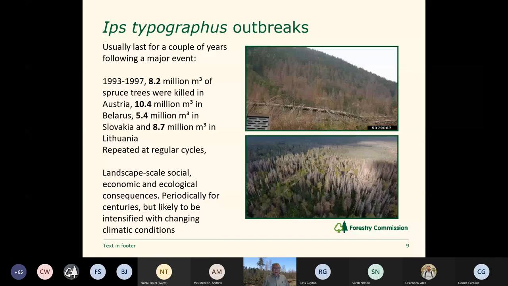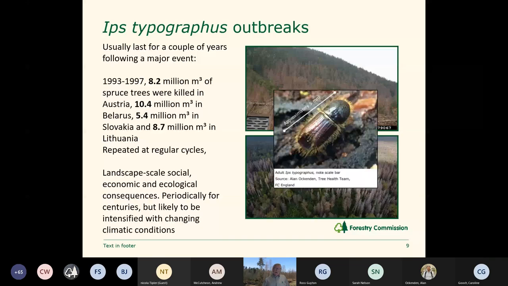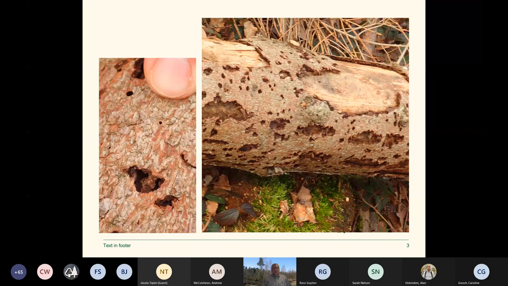And thank you, Alan. This is another photo of the little brown jobby. It's a quarter inch long, but has this devastating effect. Just a couple of indicators of its presence. It's very difficult from just a visual inspection to identify the presence of the beetle, because the indicators could be illustrating many other forms of decay.